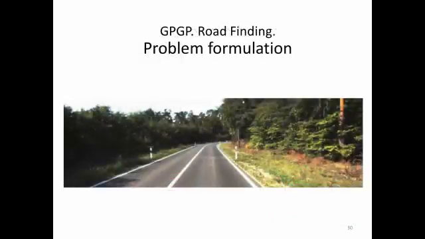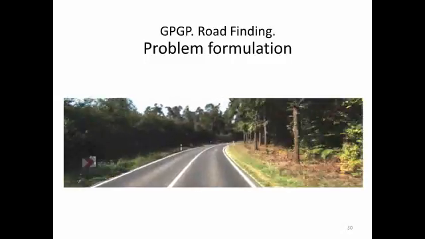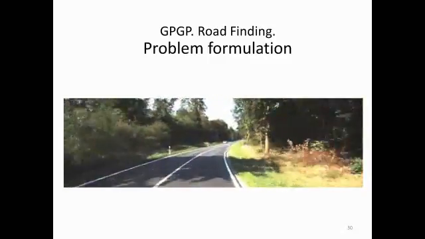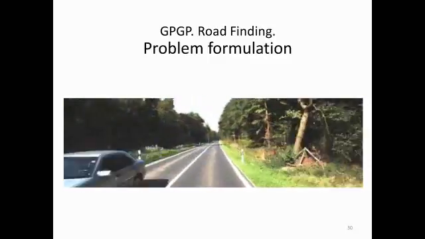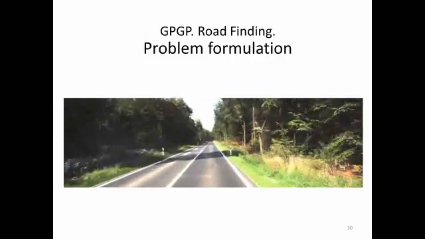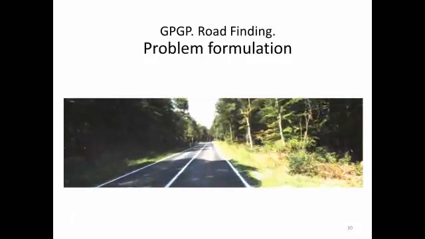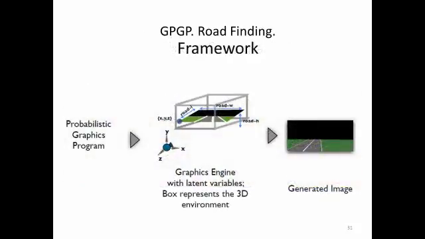Another problem is the road example, where it's the standard KITTI data set, and the problem here is to find the left of the road, the right of the road, and the lanes, and to locate them on each frame. Here we use the same framework. We have our stochastic renderer. We again used a graphics engine with latent variables. I will show you the model soon. The scene was represented in a 3D environment.